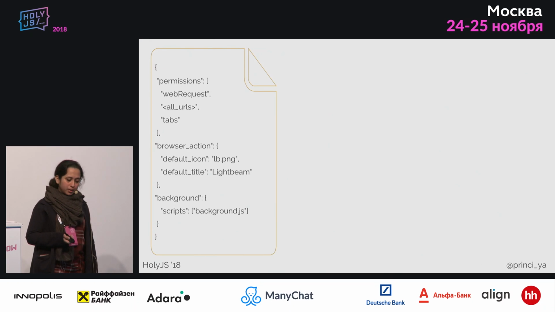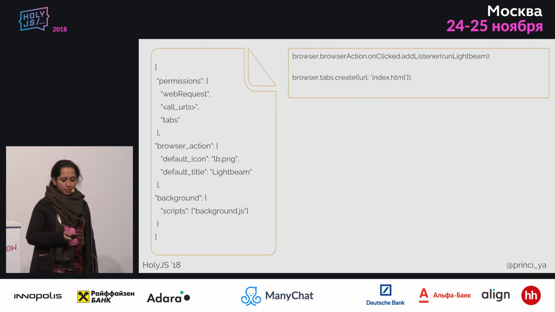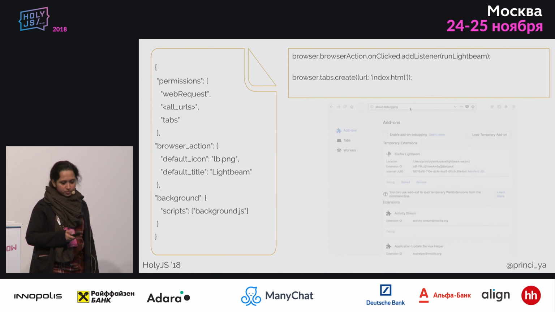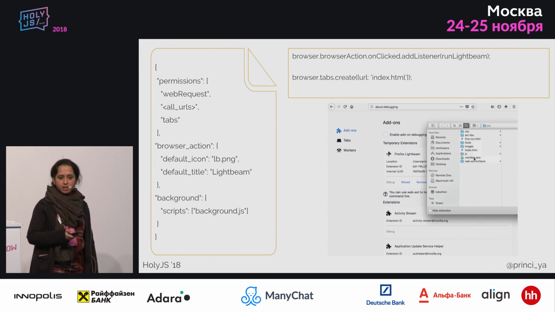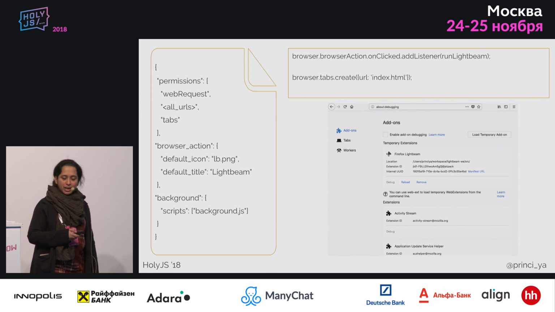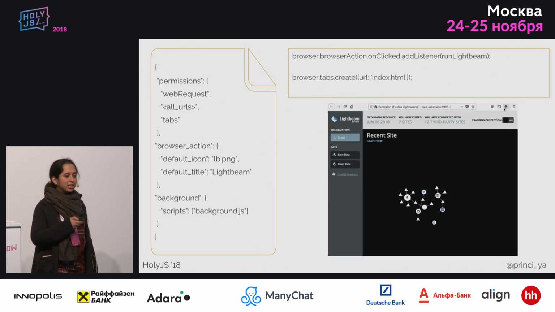Now for Lightbeam, the permissions requested are: it is able to intercept all web requests, all URLs, and actively listen to all tabs. Say, for example, a script like background.js in Lightbeam creates a tab when you click the browser action, and it launches a page. So when you open about:debugging and you load the temporary add-on, you need to load the manifest.json file, and on clicking the browser action, Lightbeam comes into action.